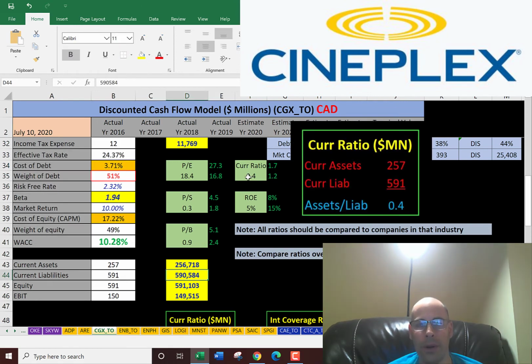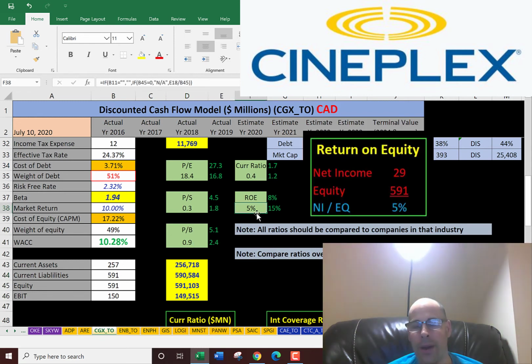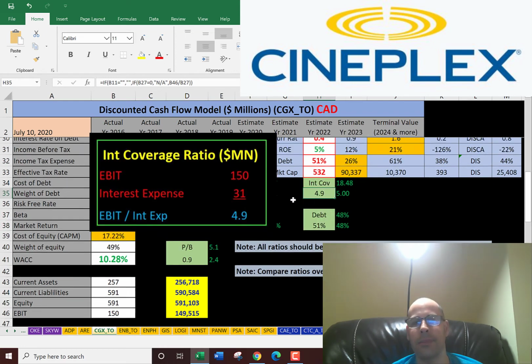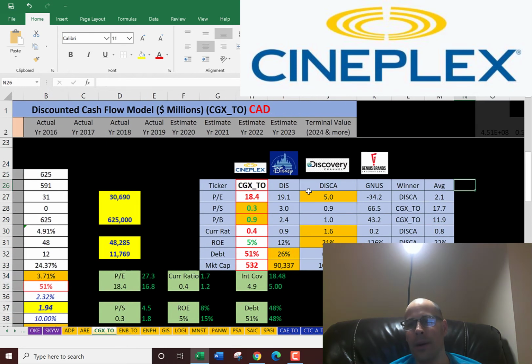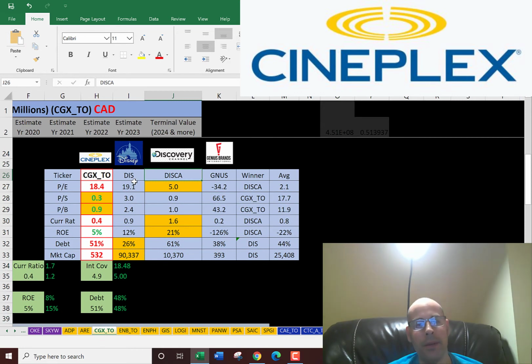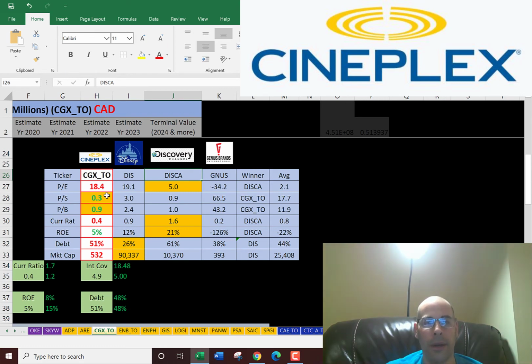Current ratio of 0.4, so they can't even cover half their current liabilities, so they'll need to take on more debt. ROE of 5%, that's income over equity, really low ROE. They have an interest coverage ratio of 5, so they can cover their interest payments 5 times. That's good. The best way to look at ratios is to compare them to similar companies. I've done videos on Disney, Discovery Channel, and Genius, and they're in the same industry as Cineplex, although they're American companies, but you could still compare the ratios.